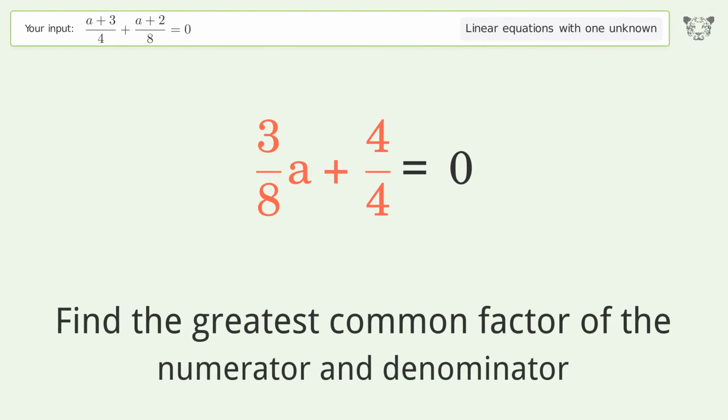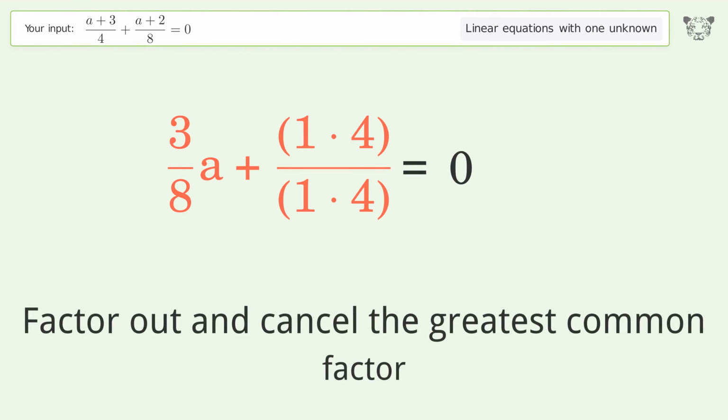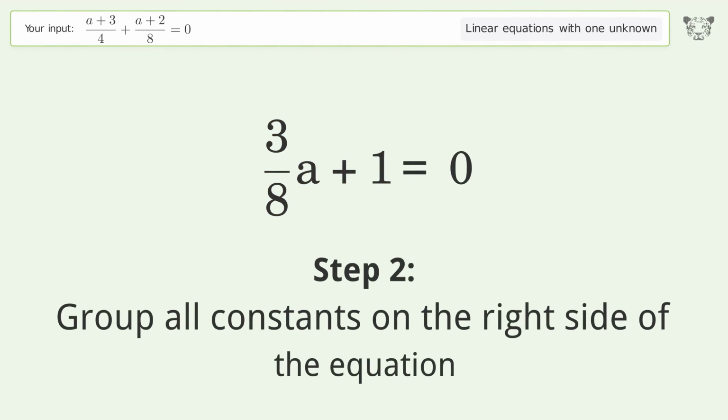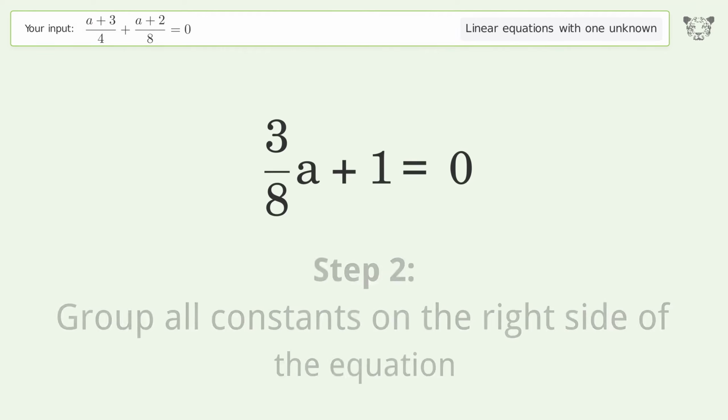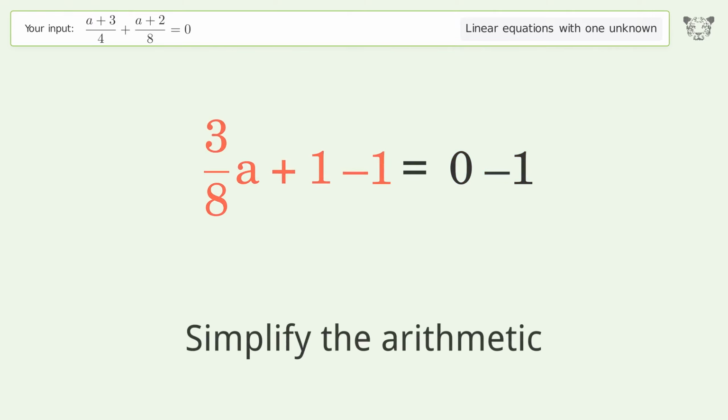Find the greatest common factor of the numerator and denominator. Factor out and cancel the greatest common factor. Group all constants on the right side of the equation. Subtract 1 from both sides. Simplify the arithmetic.